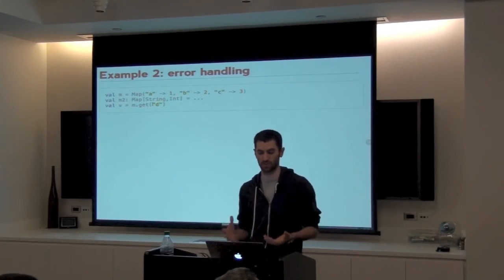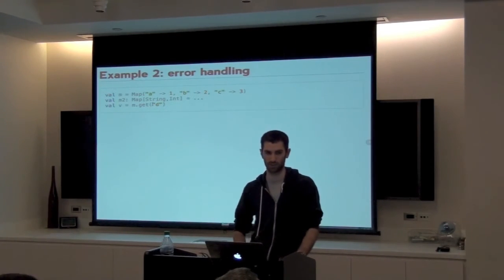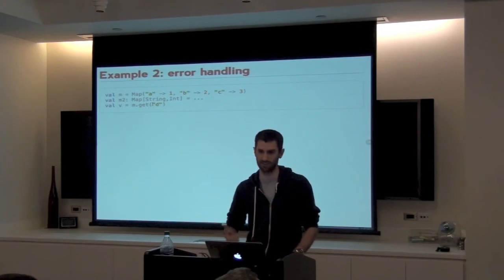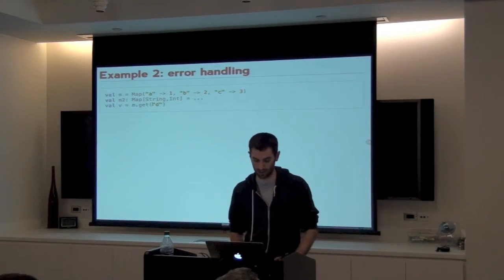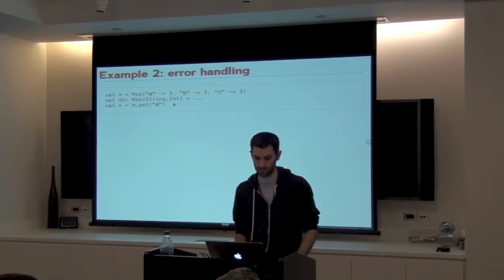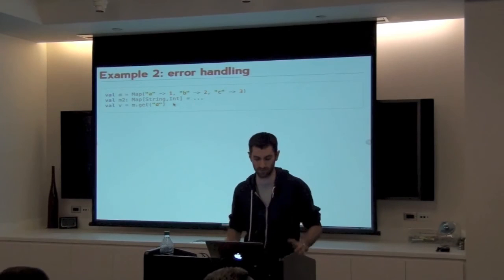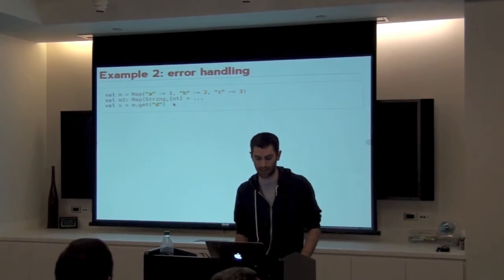Different languages and libraries make different decisions about what to do here. One option is, okay, I can throw an exception. Key not found, that's what Python does. I could return null, that's what Java does. Or undefined, so some sort of value like that.